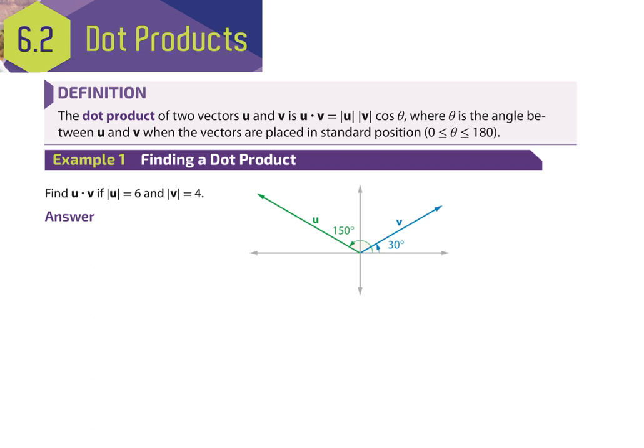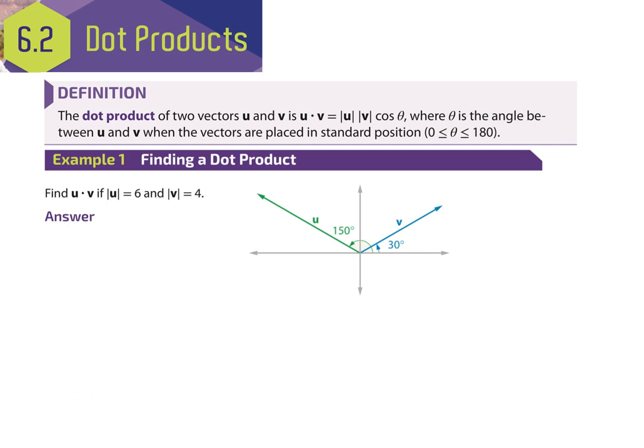In this case, you have two different vectors. So technically, you have two different thetas. When you're talking about theta and the dot product, you are talking about the angle in between the two vectors, all right? So the cosine of theta here is the angle in between the two vectors when they are placed in standard position. So that is important, in standard position.